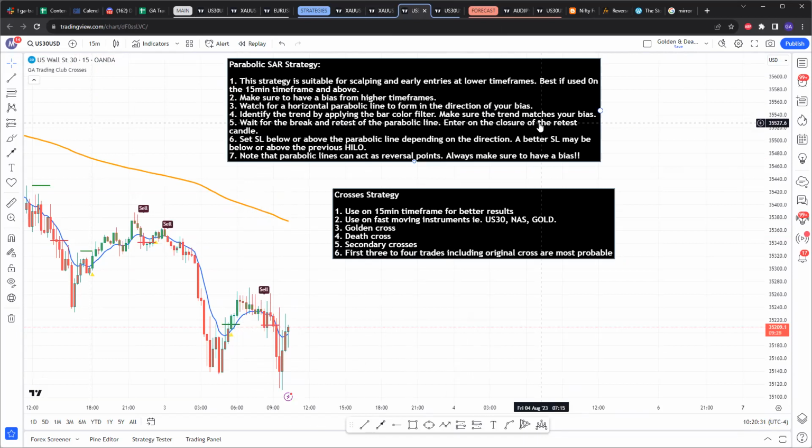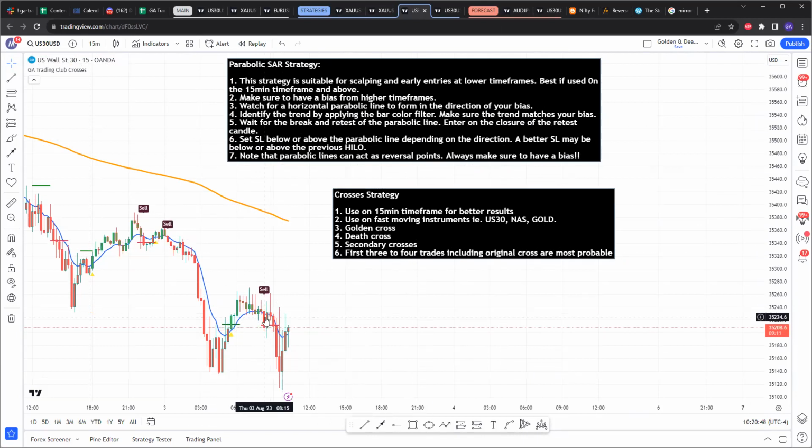Wait for the break and retest. So I already mentioned that. Wait for the break and retest of the parabolic line and enter on the closure of the retest candle. Set stop loss below or above the parabolic line, depending on the direction. A better stop loss is probably below or above the previous high-low.